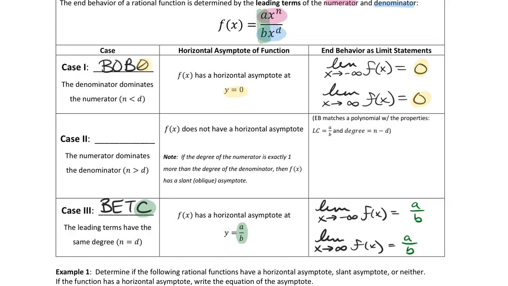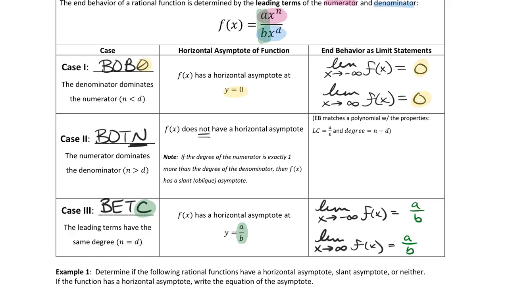Case number 2. Its acronym is called BOTN, B-O-T-N. And I skipped this one because this type of function does not have a horizontal asymptote. And that's what the N stands for. It stands for none. So it does not have a horizontal asymptote.